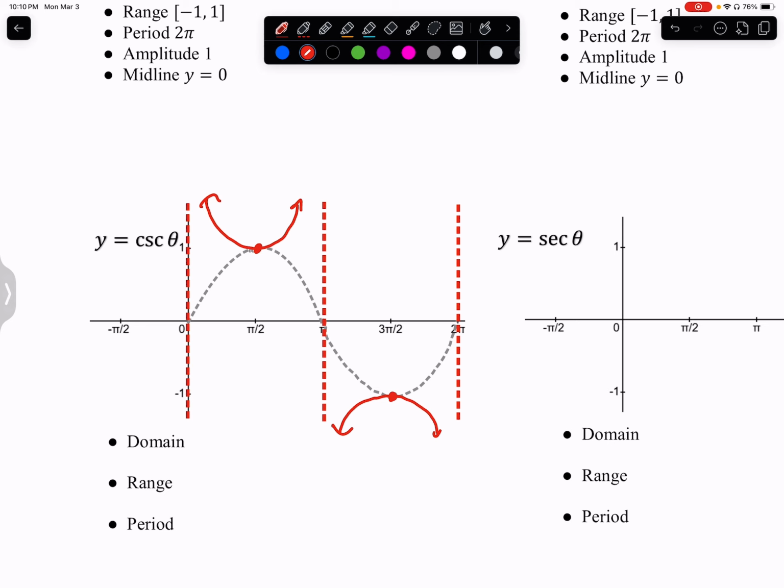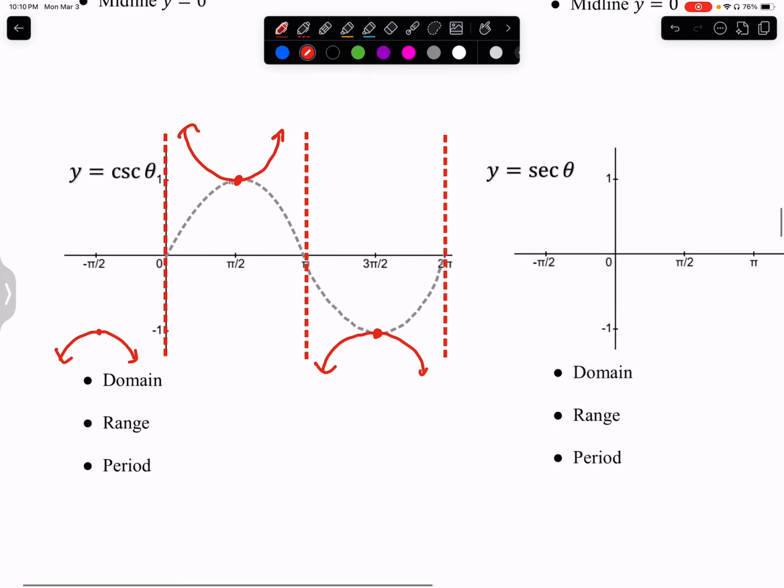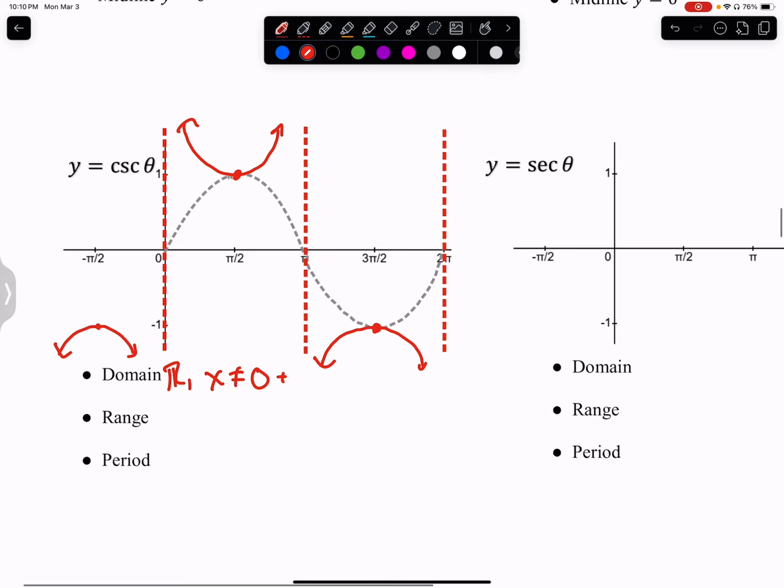This pattern repeats itself for the duration of this graph. The gray part we're using as a baseline to help us graph this. That's just the sine graph. The domain is everything but these vertical asymptotes. So all real numbers except x cannot be... Pick any vertical asymptote you want. I'm going to pick the 0 plus, how far apart are they? They are pi apart times k, where k is any integer.